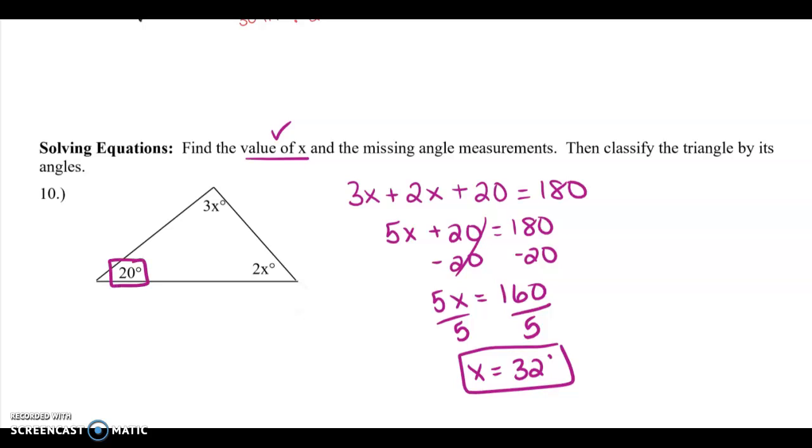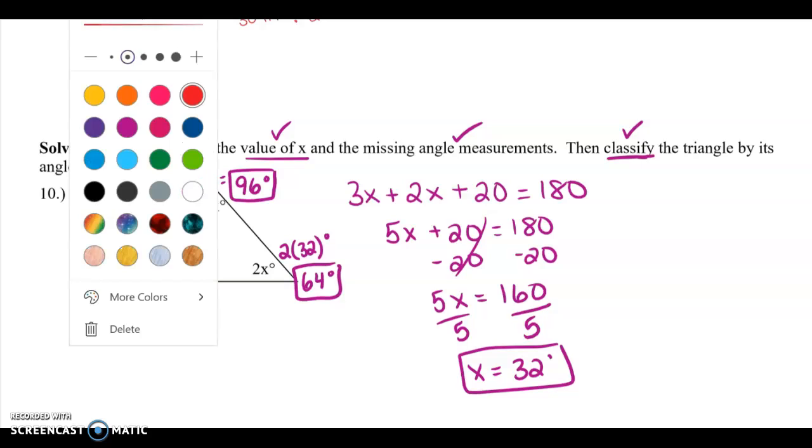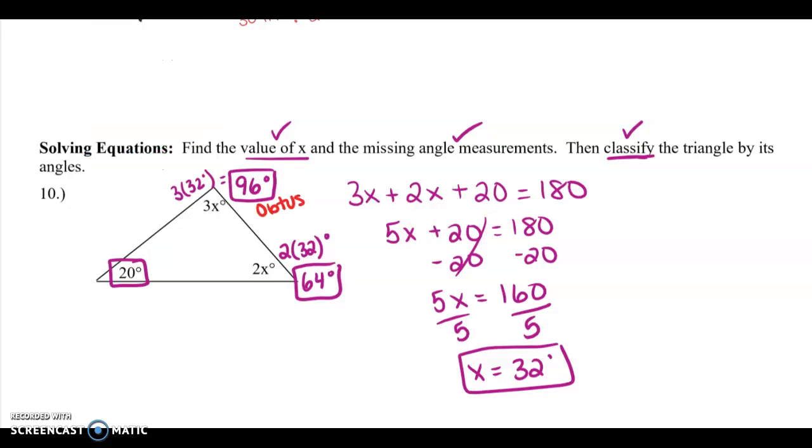So I know one angle is 20. This angle is going to be 3 times 32, which is going to be 96 degrees for this angle, because 3 times 32 is 96. And this is going to be 2 times 32, which is going to give me 64 degrees. So those are my three angles there. So that's done. And then classify it based on its angles. So 96 degrees, that's an obtuse angle. That is an obtuse angle right there, which means that makes this an obtuse triangle.